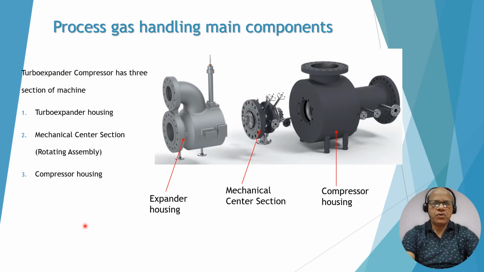What are the main components of the turboexpander which handle the process side? One is the expander housing, another is the compressor housing, and both are connected with a mechanical center section, which is also called the rotating assembly. These are the main three sections used for the process gas.